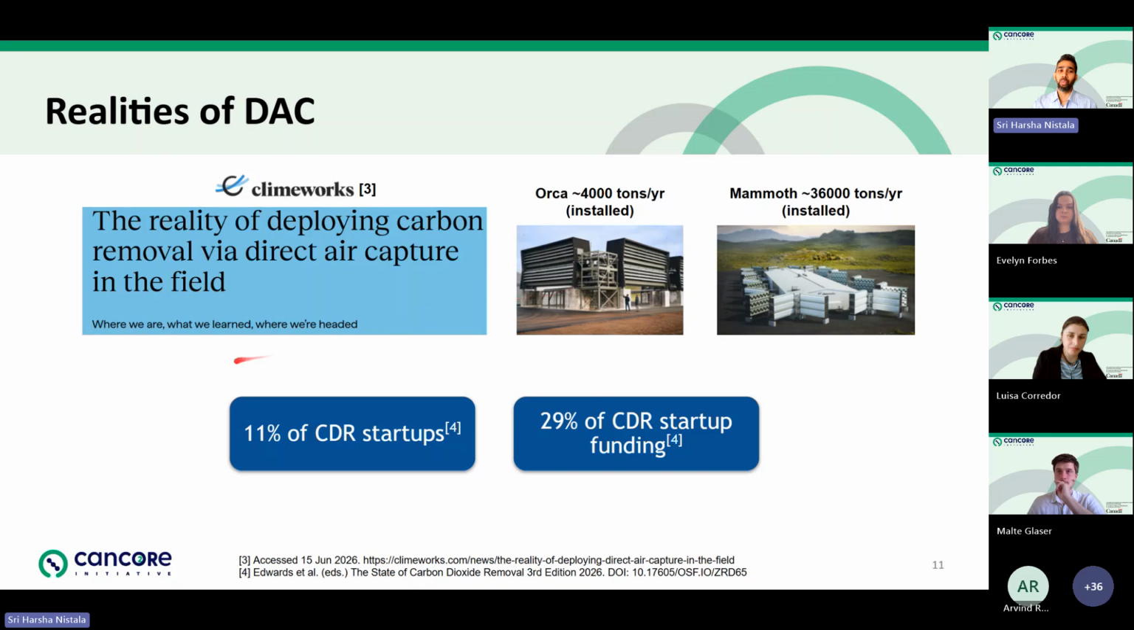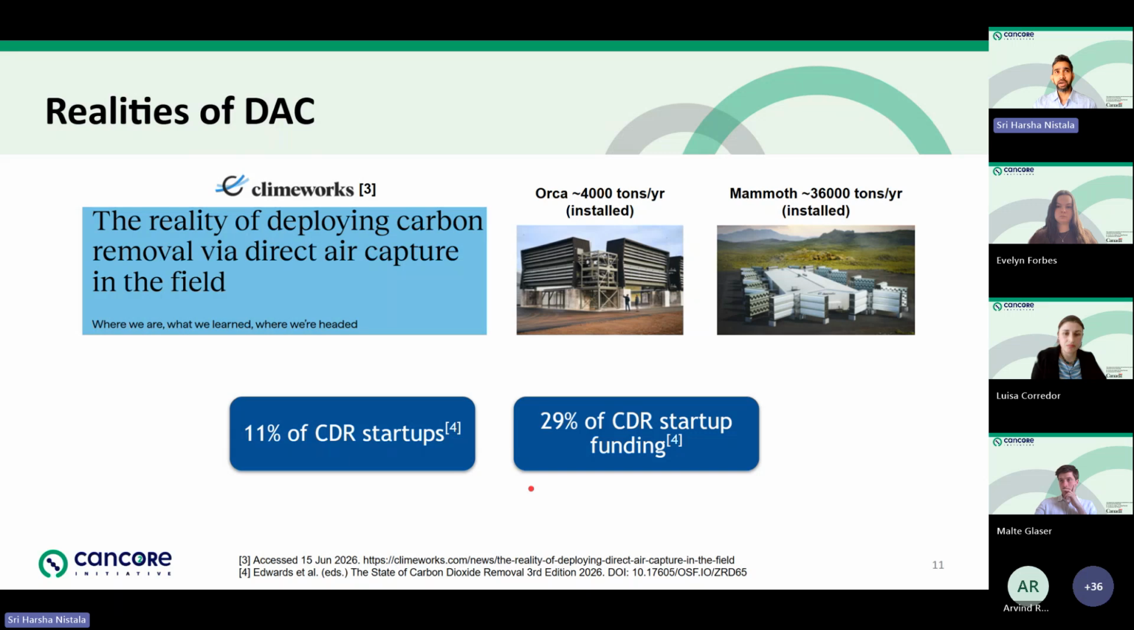While the challenges persist, there are many different startups that are actively working in this area and trying to make DAC work. And some of these numbers point to that. For example, up to 2023, 11% of all CDR startups are based on DAC. In parallel, 29% of all CDR startup funding went to direct air capture projects.